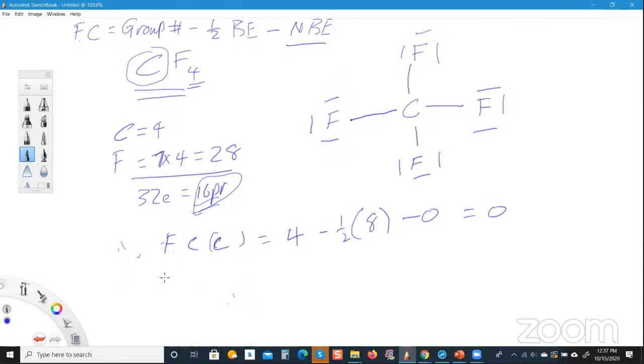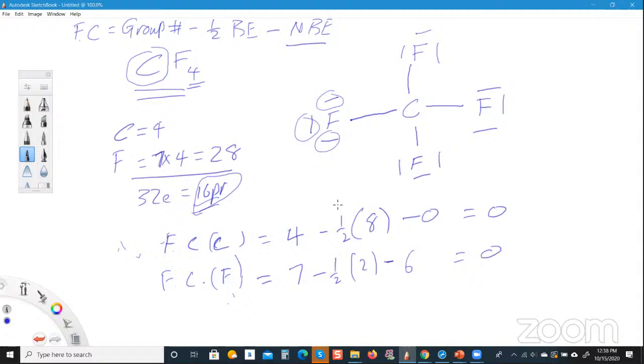We do the same thing for the fluorine. And you'll notice that each fluorine atom has the same electronic arrangement, right? So therefore, this calculation I'm about to do will be the same for each fluorine. So the group number for fluorine is 7, minus half the number of bonding electrons. So for each fluorine, the number of bonding electrons is 2, right? Minus the number of non-bonding electrons, which would be 2, 4, 6, so minus 6. And this will work out also to be equal to 0, right? So the formal charge on each fluorine atom will be equal to 0.